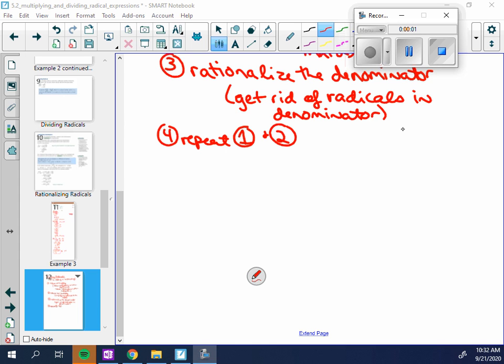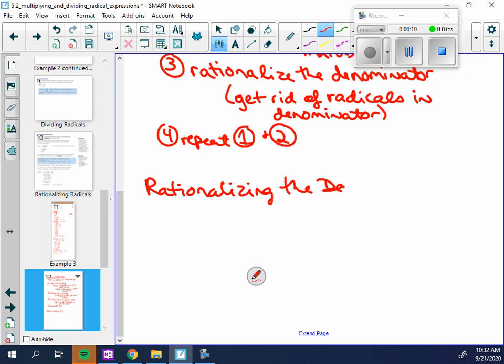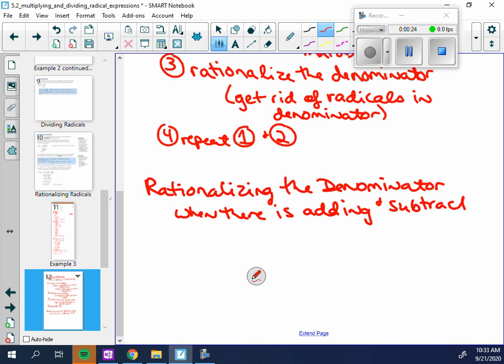Let's do rationalizing the denominator when there is adding and subtracting. Okay, rationalizing the denominator or dividing when there's adding and subtracting.